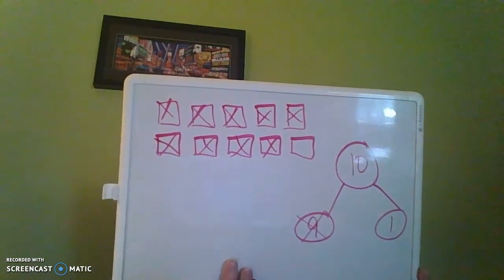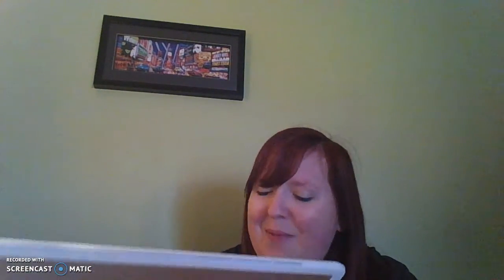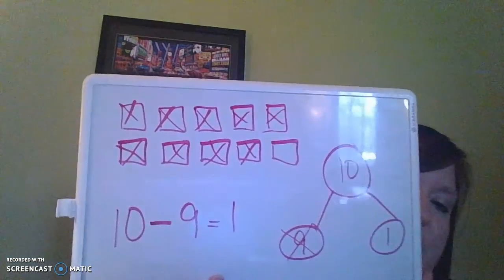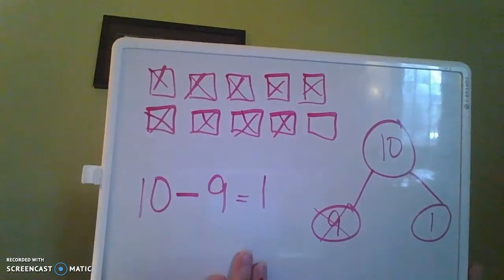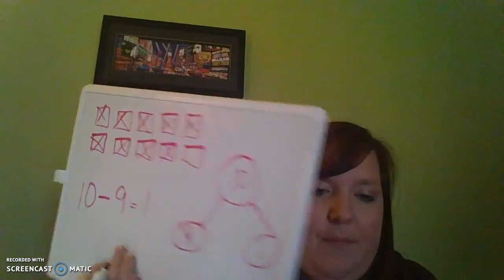Let's write our equation, our number sentence. So we start with what number? 10. Then we need what? A plus sign, right? No, a minus sign, because we're taking away. 10 minus 9 equals 1. Does yours look like mine? Good job. 10 minus 9 equals 1.